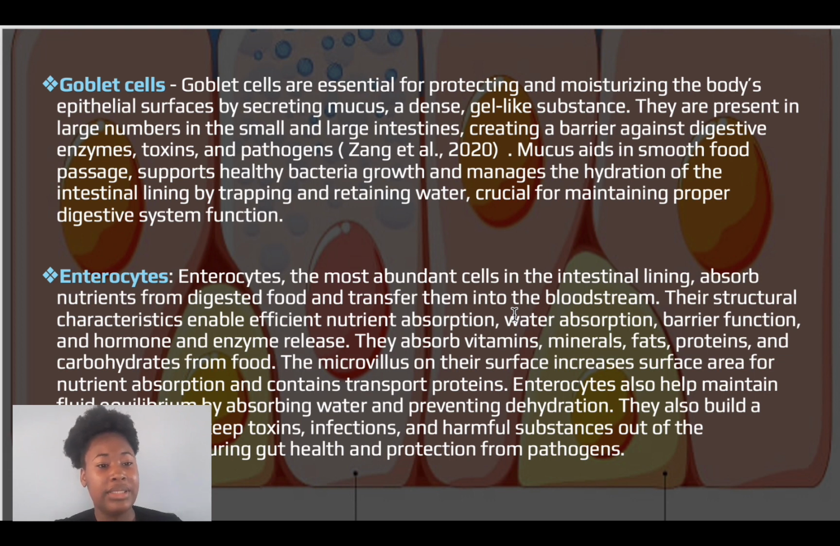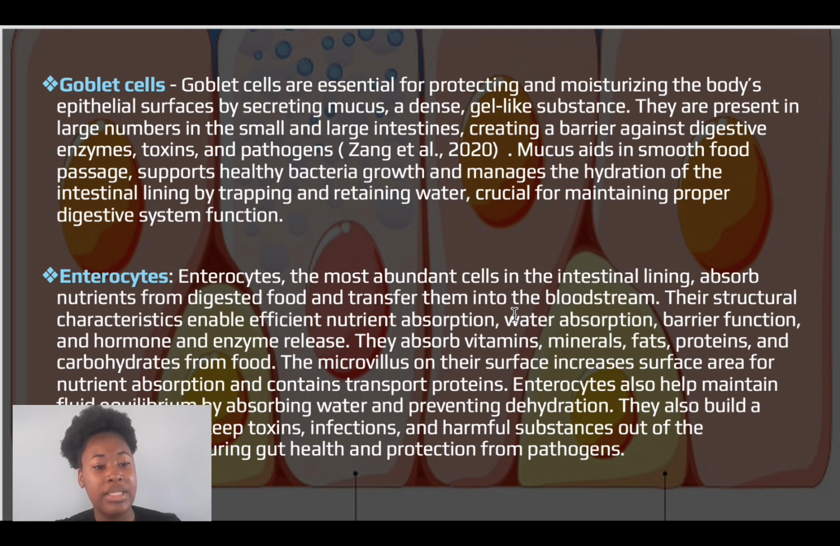Enterocytes. Enterocytes, the most abundant cells in the intestinal lining, absorb nutrients from digested food and transfer them into the bloodstream. Their structural characteristics enable efficient nutrition absorption, water absorption, barrier function, and hormone and enzyme release. They absorb vitamins, minerals, fats, proteins, and carbohydrates from food. The microvilli on their surface increase surface area for nutrient absorption and contain transport proteins.